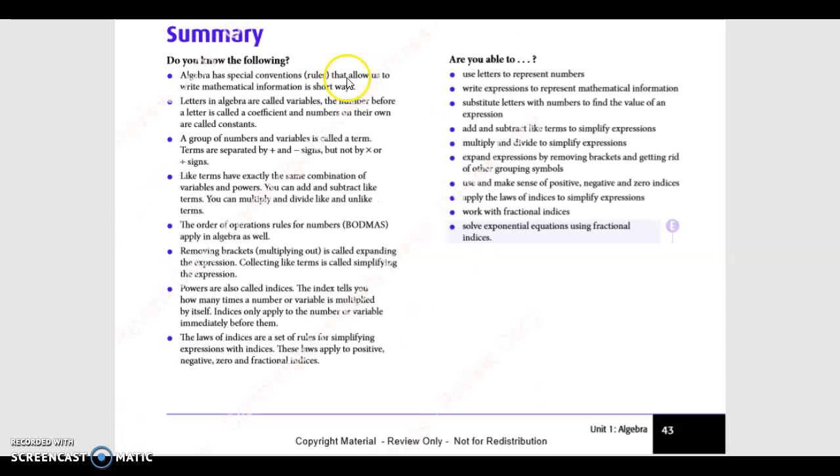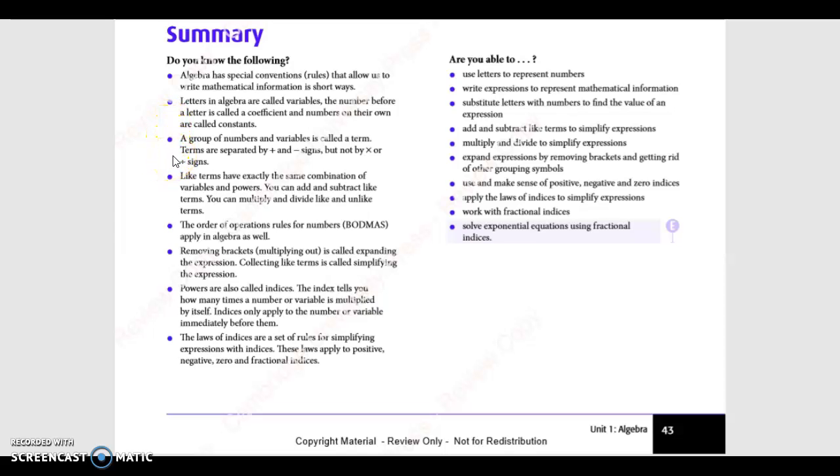Next one is about the second chapter. In the second chapter, it's about algebra. The first topic is about the algebra rules that allow us to write mathematical information in short ways. And then the second one is about the variable, and then the coefficient, and then the constant. You have to remember all of the terms in algebra.